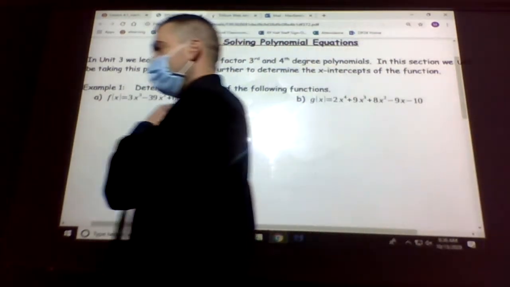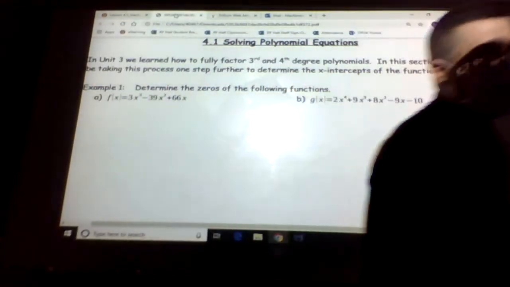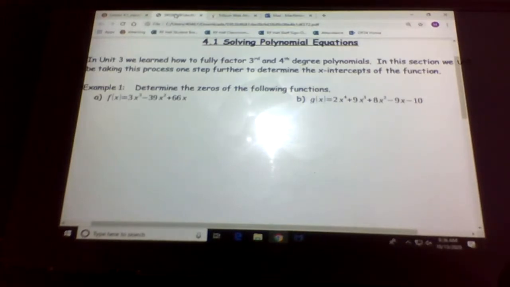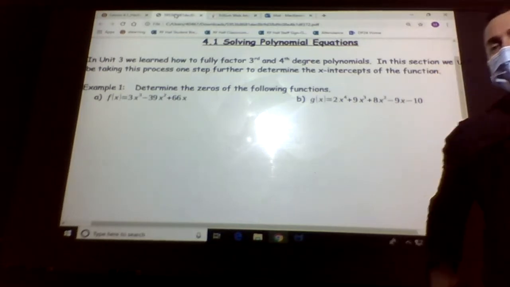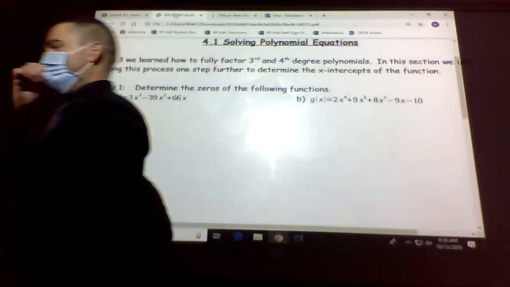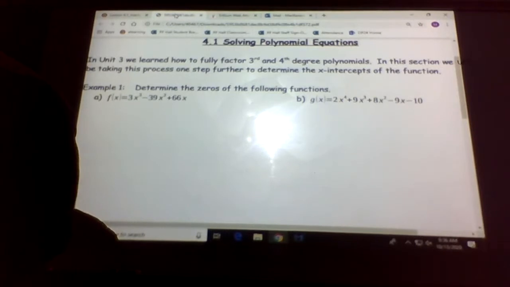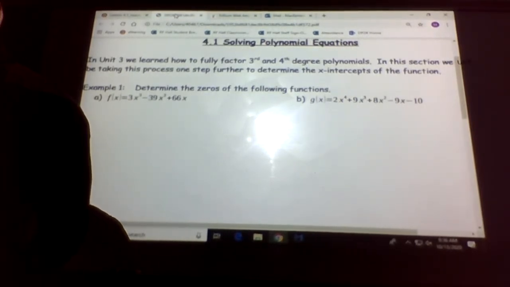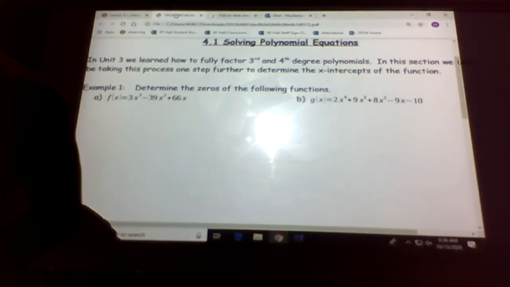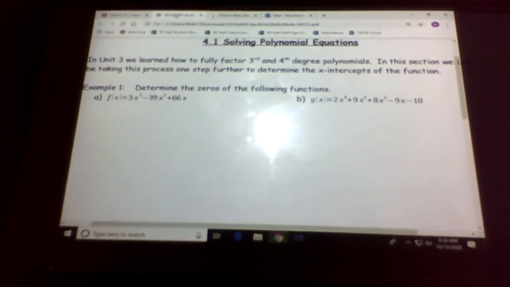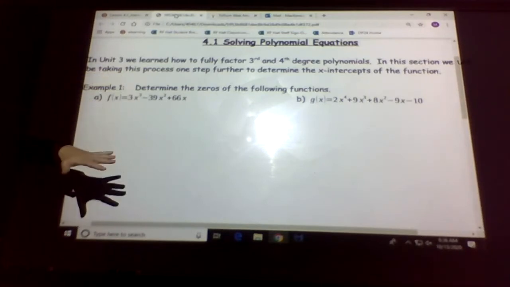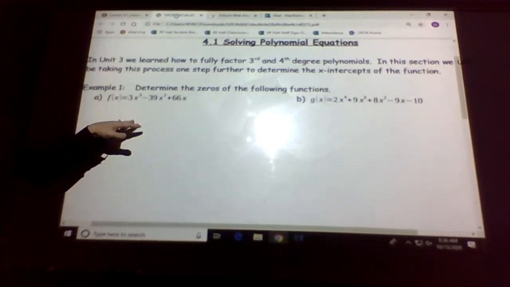What are zeros again? X-intercepts, good. So we're looking for x-intercepts. If we're looking for x-intercepts, we want to get something into factored form. If we have it in factored form, then it's easy to determine the zeros. That's why we learned factoring last chapter. Once we want to go from standard form into factored form, we factor.